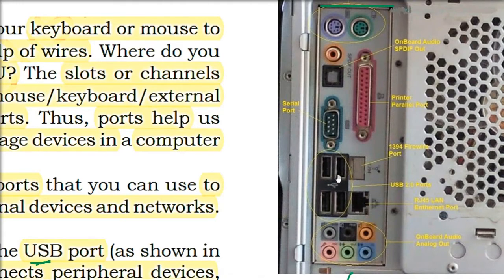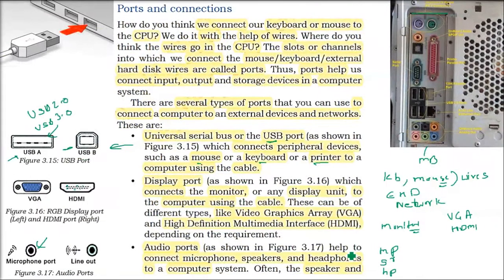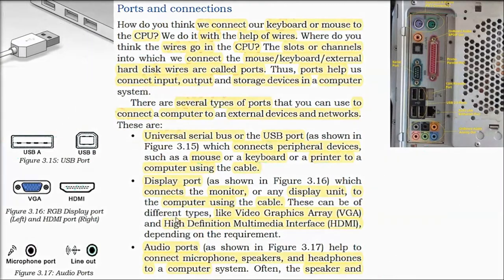But here, the 4 jacks you see, these are USB ports. 2.0, it can be 3.0 also. This is the RJ45 local area network Ethernet port. RJ45, as I said, landline computers, the phones were having. This is an onboard audio analog output. You will see it in your television, etc.